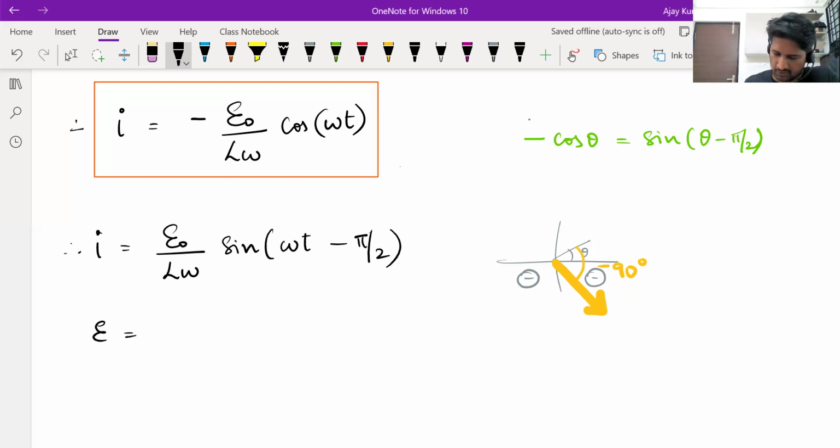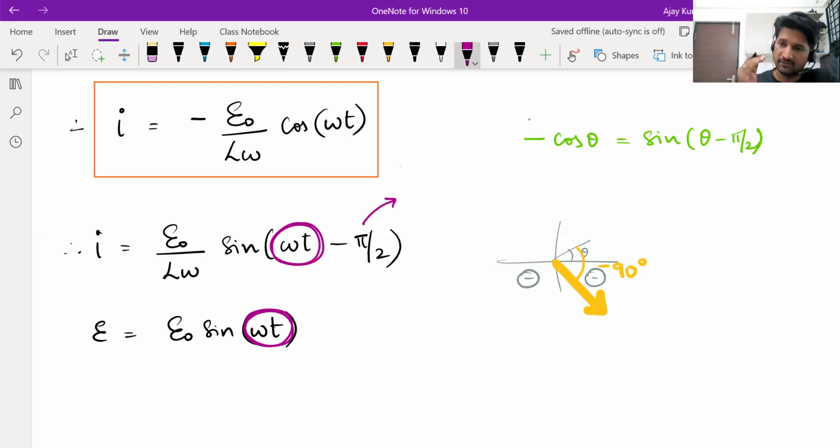The EMF function we had was E naught sine omega t, and the current function we got is this. We wrote both equations in terms of the sine function. Now, omega t is the phase of the EMF function, whereas omega t minus pi by 2 is the phase of the current function. So basically, the current function's phase is lesser than the EMF phase by pi by 2.